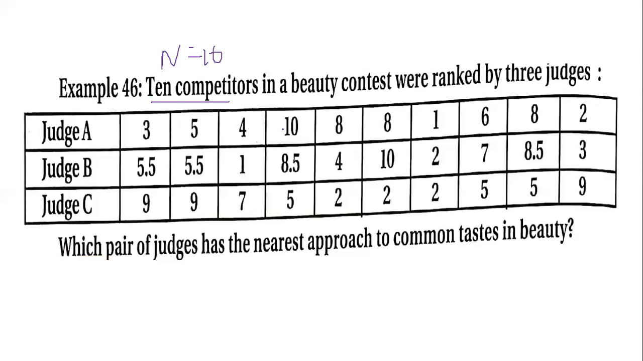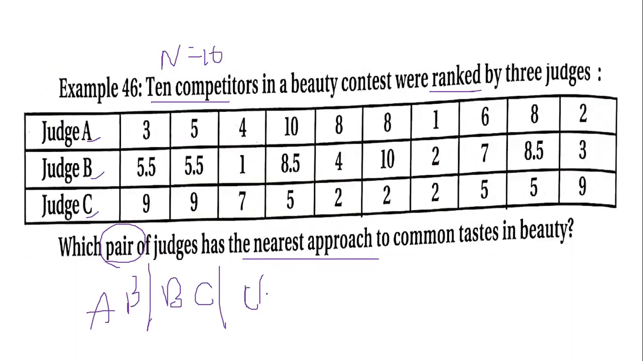Now these 10 competitors are there in the beauty contest where they were ranked by 3 judges. Now here, the judge A, judge B, and judge C. So which means they have given us the ranks. They have not given us the data, but they have given us the ranks here. Now, which pair of judges has the nearest approach? It says which pair of judges. So which means we will take A and B, then we will take B and C. Okay, and then again we will take C and A.